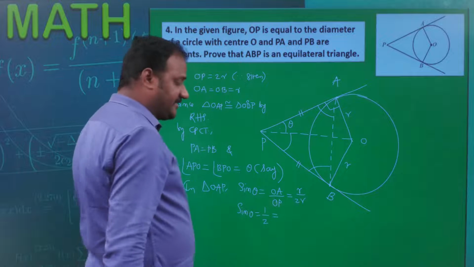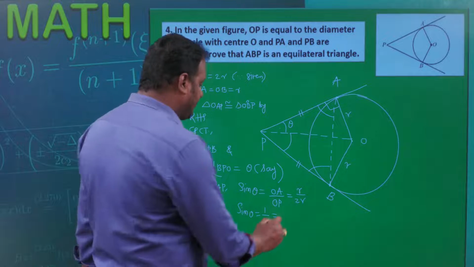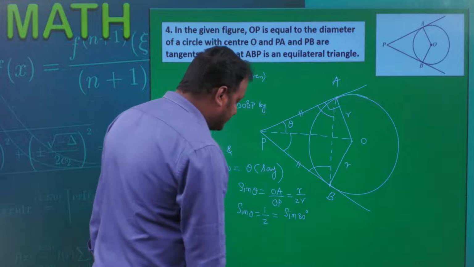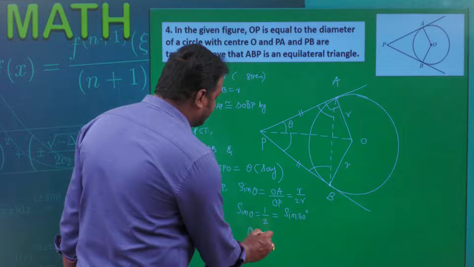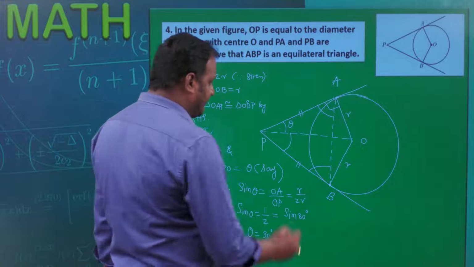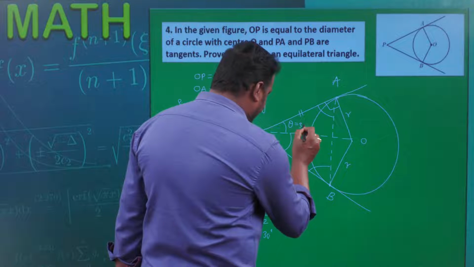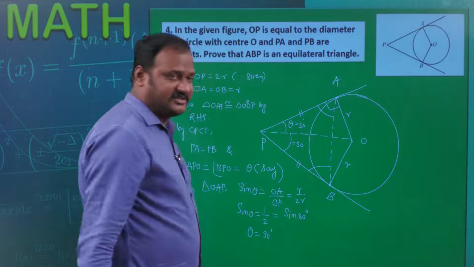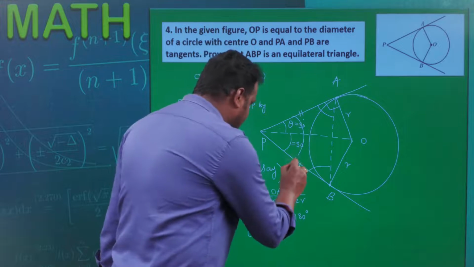Sin theta is equal to 1 by 2 means sin how much is equal to 1 by 2? Sin 30 degrees is equal to 1 by 2. Right? Therefore the value of theta is equal to how much? Theta is equal to 30. It means this angle is equal to 30. Then this angle is also equal to 30, right? So 30 plus 30 is equal to 60. Means this entire angle is equal to 60 degrees.